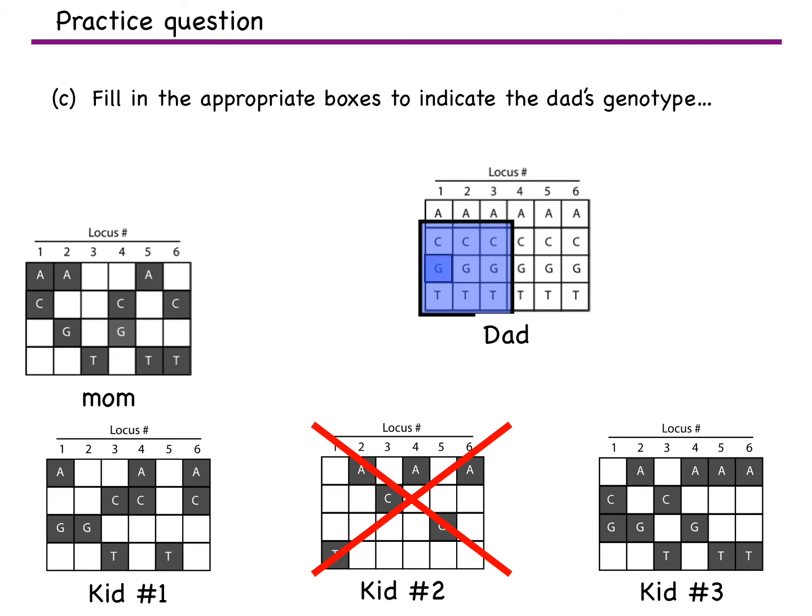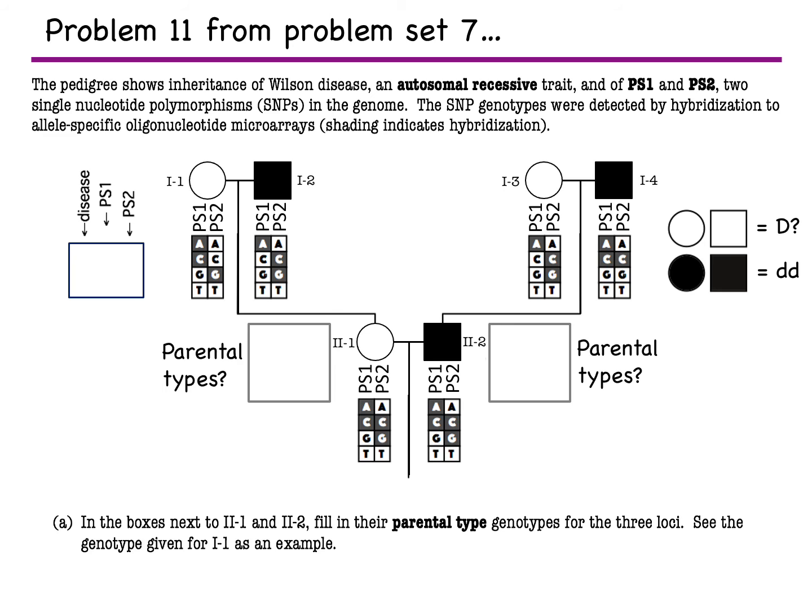And just using this logic, you can say that locus 2 must be a G in dad, and loci 3, 4, 5, and 6 are as follows. So you just want to make sure you understand the logic that I used for answering this question, and that you understand how to do this on your own as well.